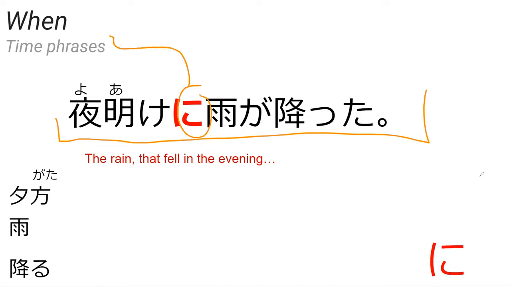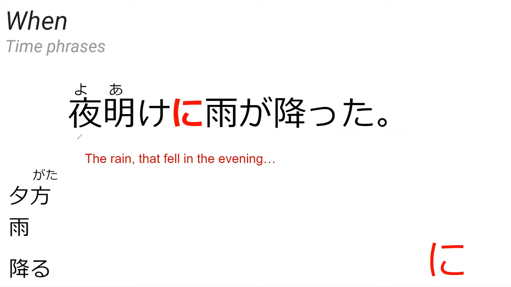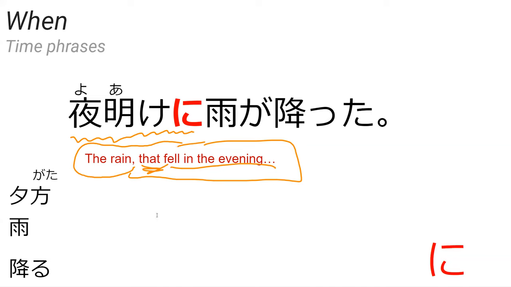So ni works to mark time in this context. Perfect. So this is really useful if we wanted to add time into a relative clause. So I'm going to have you guess how we're going to do that. So the rain that fell in the evening. How do you think we're going to say that using yugata, ame, and furu? So we're going to be making a relative clause. So it should end in ame. The rain that fell in the evening. So yugata becomes... No, that doesn't change. It's furu that changes. Furu becomes futa. Futa ame. So rain fell.